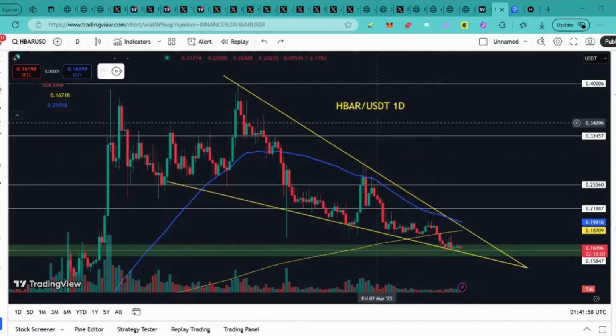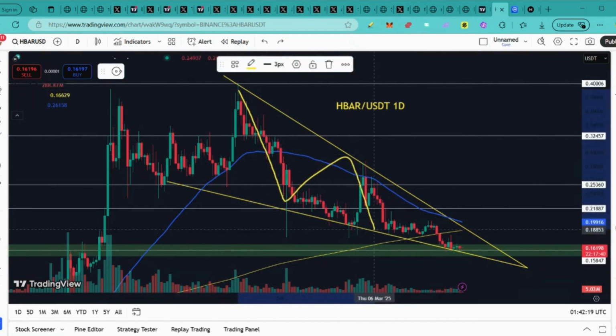Okay, so this is the chart. We are looking at HBAR over USDT daily chart on Binance. As you see here, back in January of 2025, HBAR pumped all the way up to 40 cents. Then traders and investors took profits, and the price action pulled back, started downtrending, moving inside this falling wedge pattern that I have here on the chart.